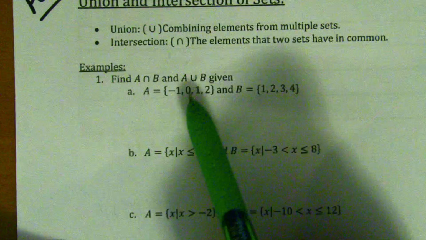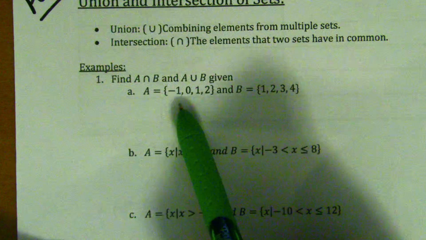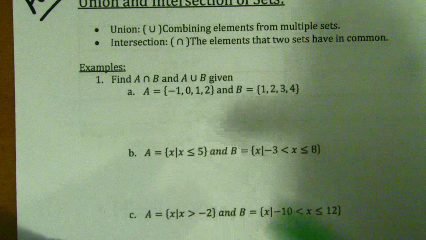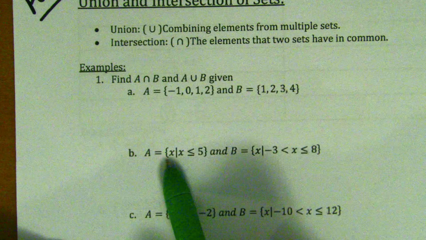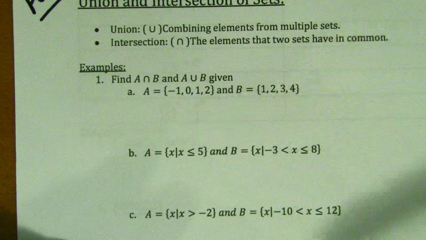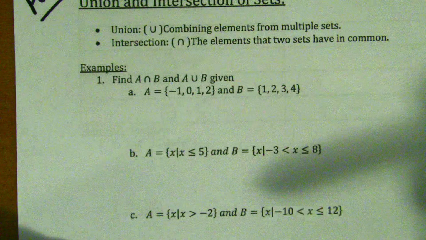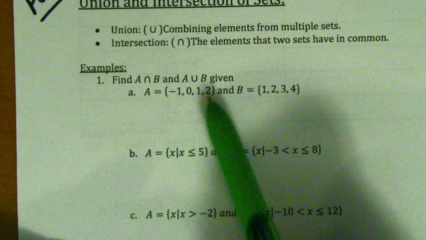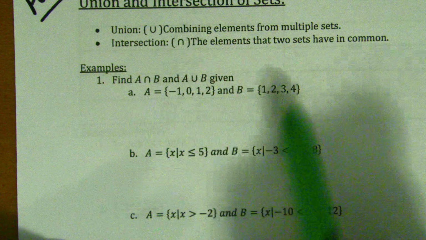We're going to look at first two sets written in roster method. That's just listing out the elements in the set. And then we're going to be looking at some sets in what's called set builder notation, and that's a larger group of numbers. Set A here is just -1, 0, 1, 2. Set B is 1, 2, 3, 4.